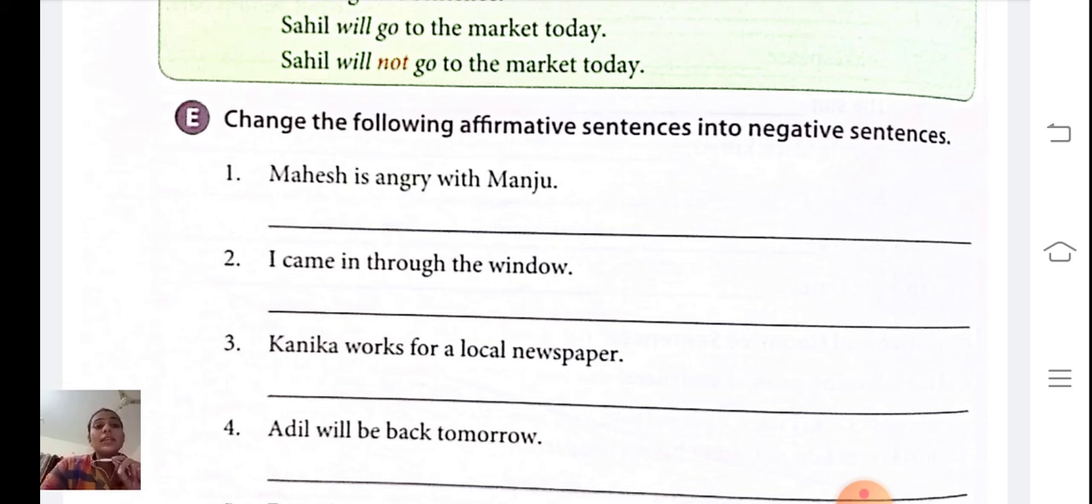Third one. Kanika works for a local newspaper. Kanika is a singular word. So which helping verb do we have to use? Does. We learned that whenever there is I, we, you and they, we use do. And when he, she, it and a singular noun, we use does. So Kanika does not, works becomes work because we use does here. Kanika does not work for a local newspaper.